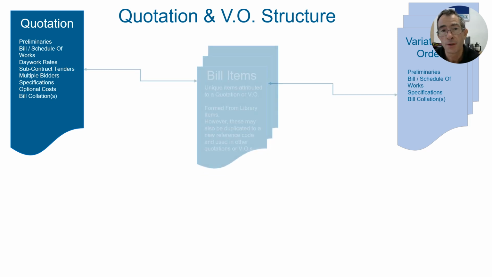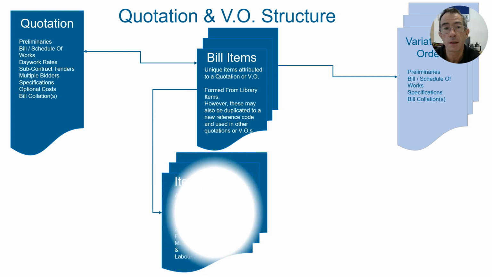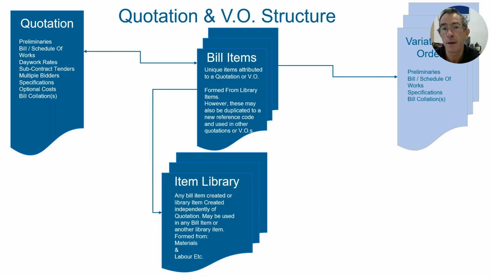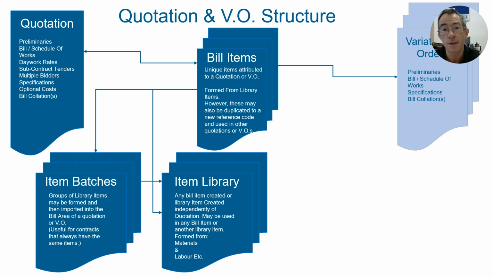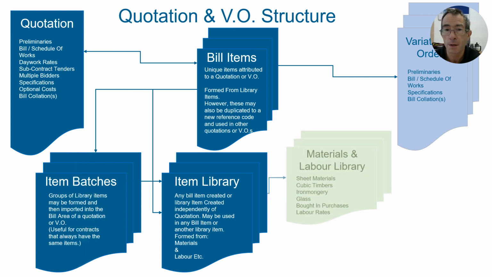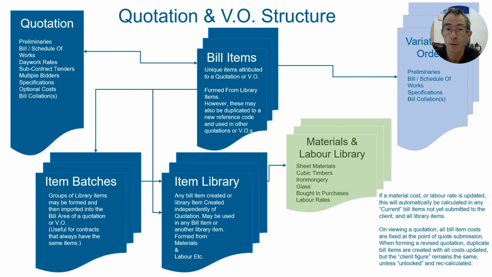So, quotations are built up from bill items that in turn are built up from material and labour library, and they may also contain pre-priced items. A bill item may contain another bill item, and there's no restriction as to how many layers you may go. If a material is updated in the library, any subsequent items or revised items that use that material will have the cost automatically updated. Obviously, your existing quotations will not be amended.